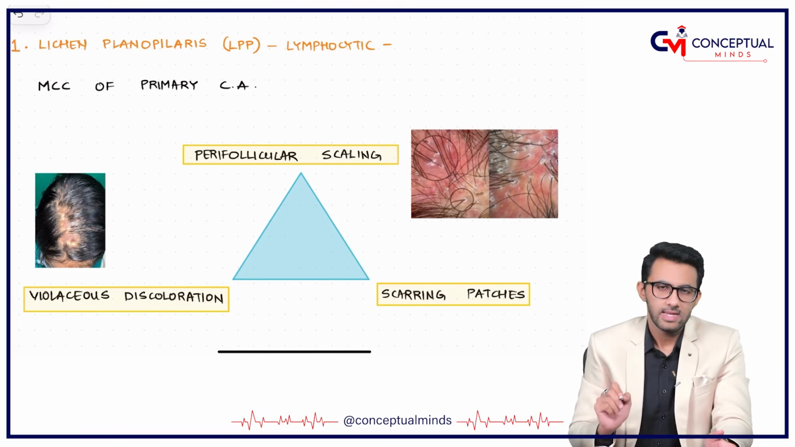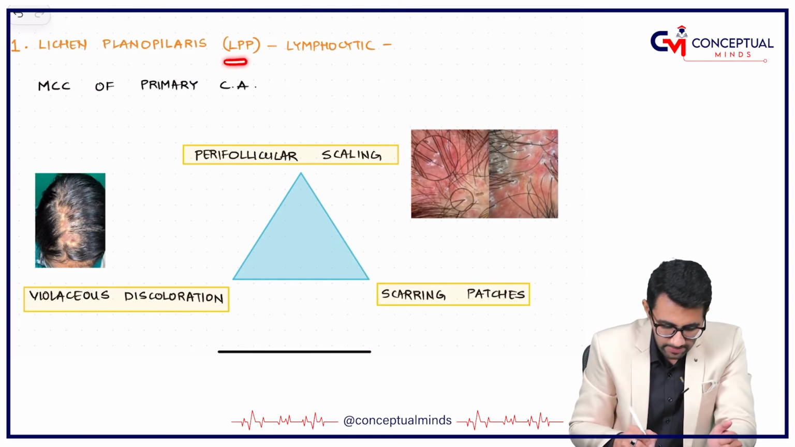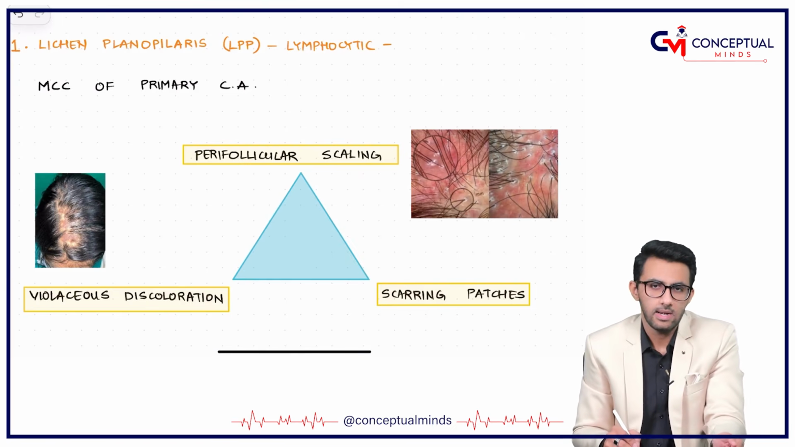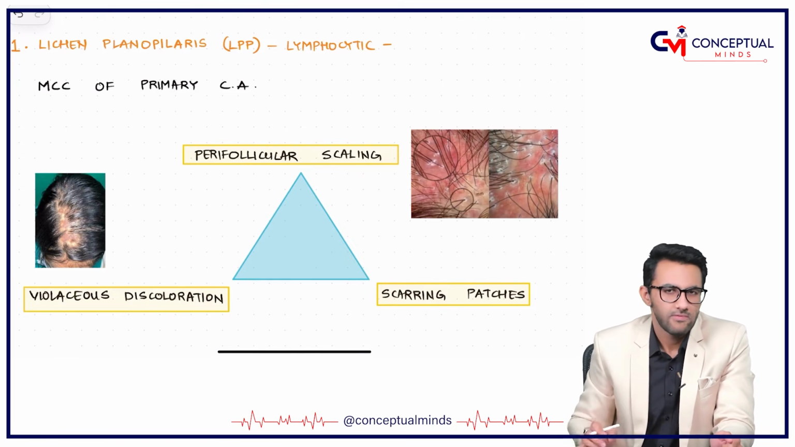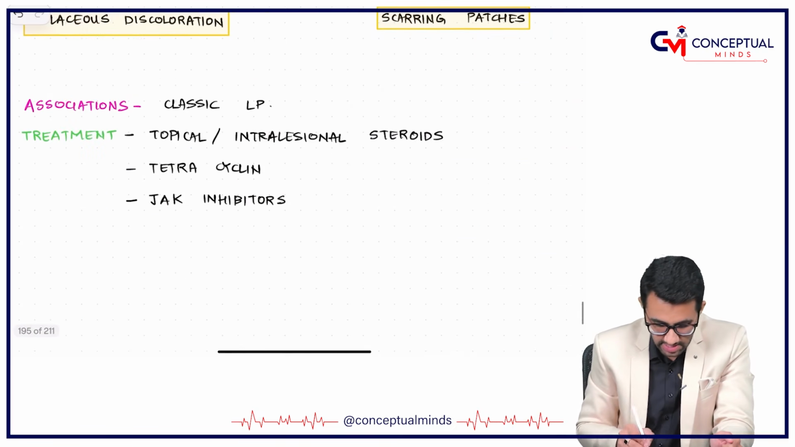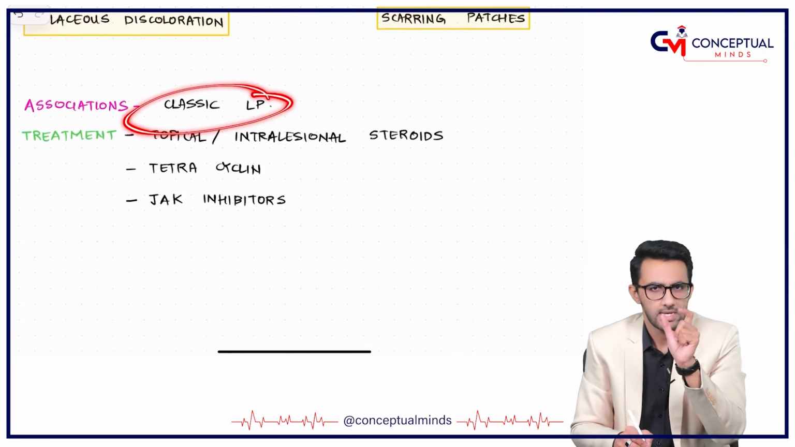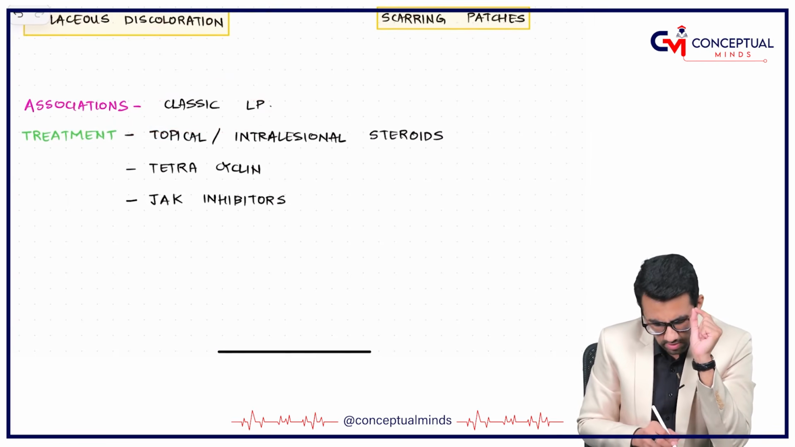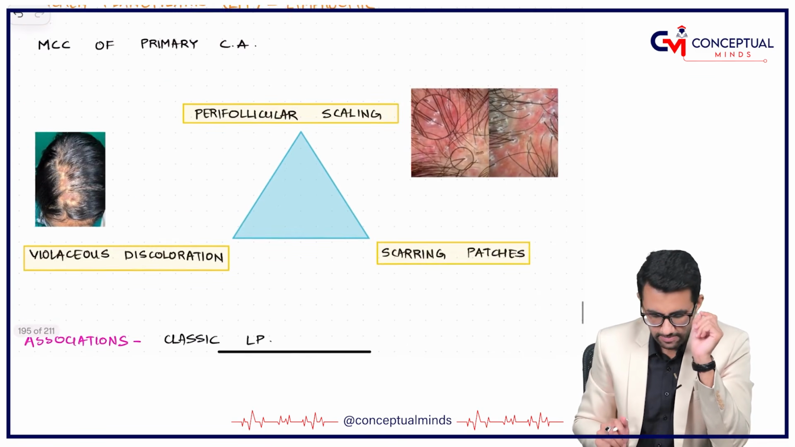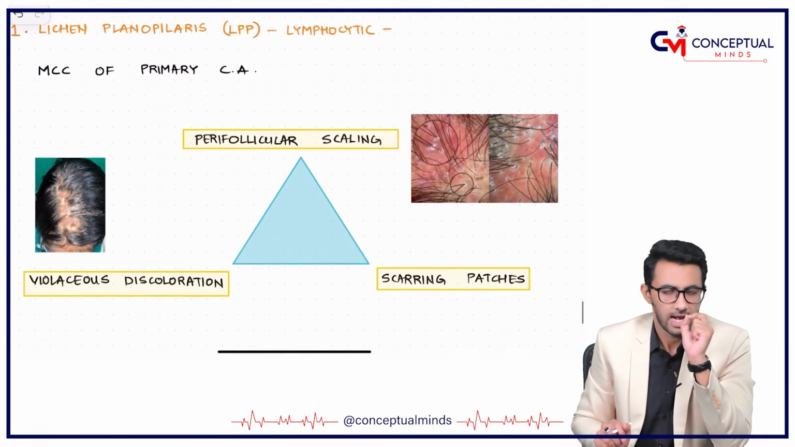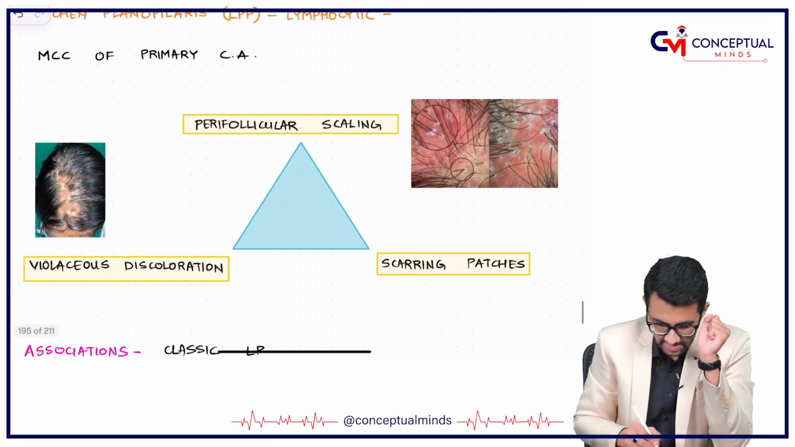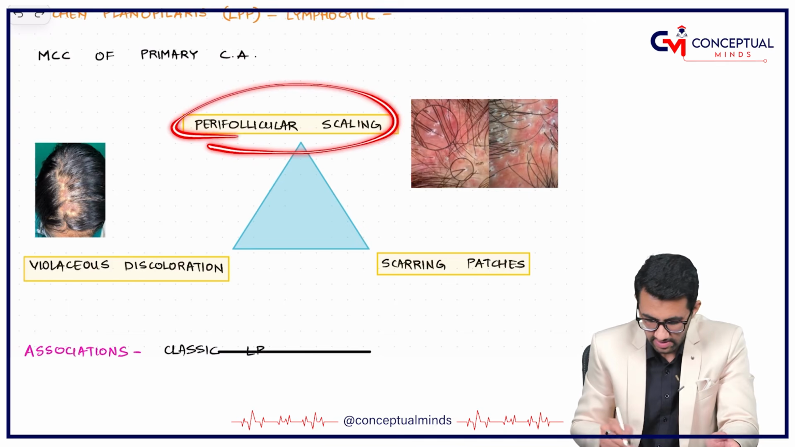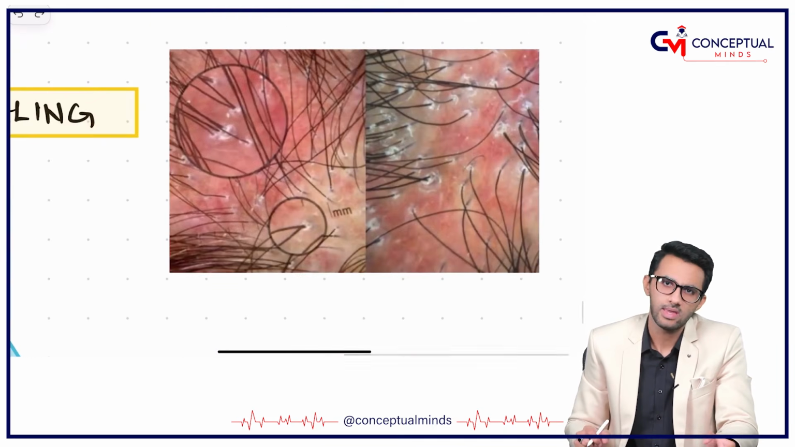Alright, so now let us see the first example, that is LPP, lichen planopilaris. This is a lymphocytic pattern, and in this we only have to remember a few things. First of all, this is an association with classical lichen planus. There are other associations as well, but we just need to remember this one. In this there is a very particular triad. First of all, we have the perifollicular scaling.